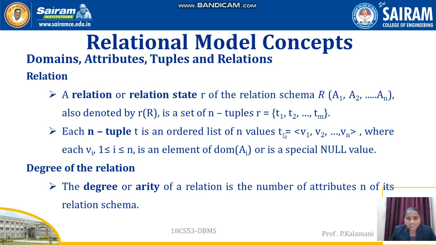Okay, each tuple will have values for each attribute, otherwise it may be a null value also. So next, what is the degree of a relation? The degree, otherwise called the arity of a relation, is the number of attributes present in the relation schema.